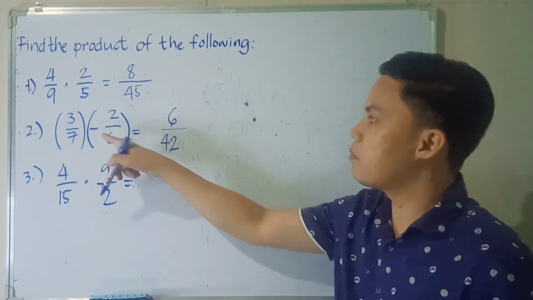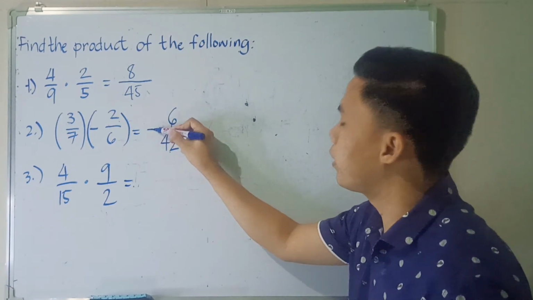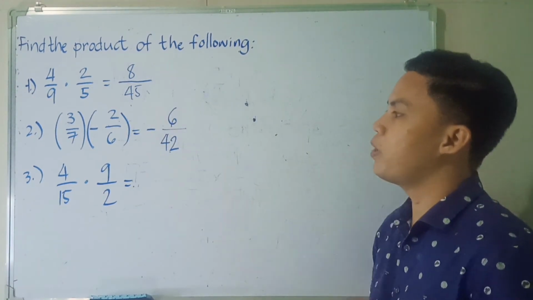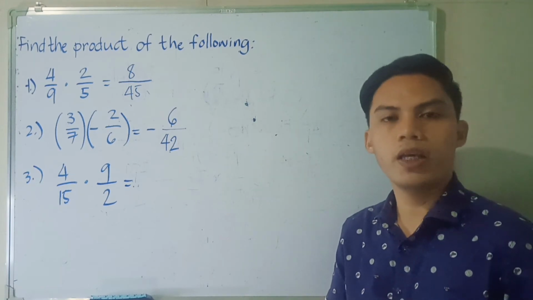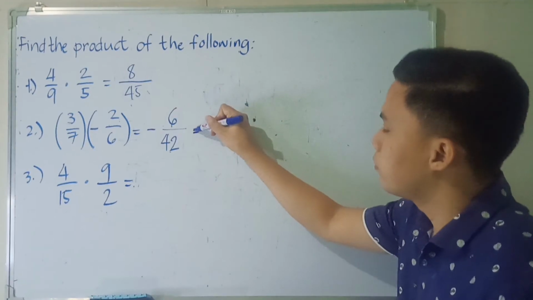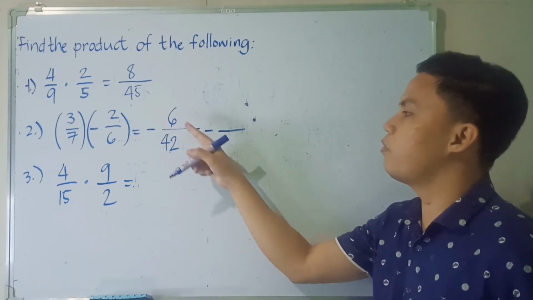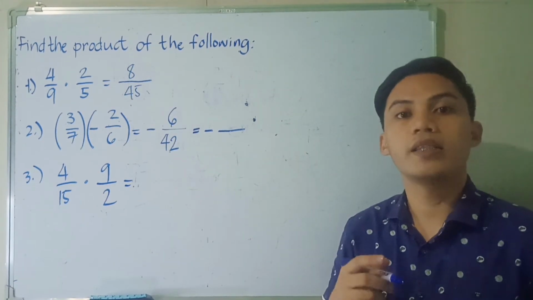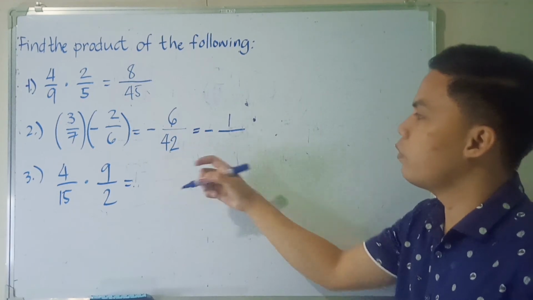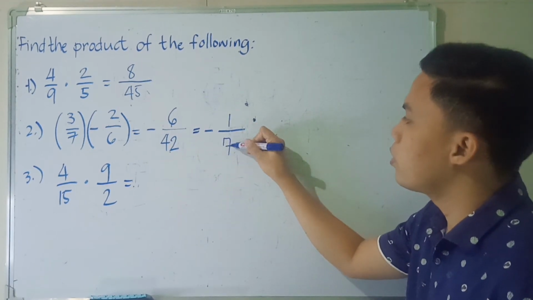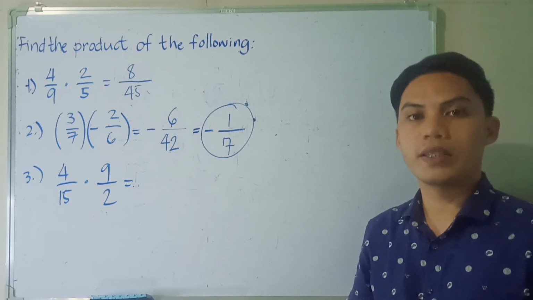So, positive times negative is equal to negative. So, lalagay natin dito sa na. So, your answer would be negative 6 over 42. And 6 over 42 can still be simplified. Okay. So, yung lowest form niya would be what? We can divide the numerator and denominator by 6. Okay. 6 divided by 6 is 1. 42 divided by 6 is equal to 7. So, the final answer is negative 1 over 7.